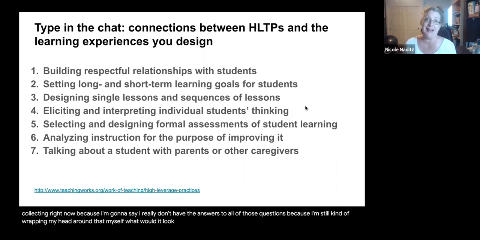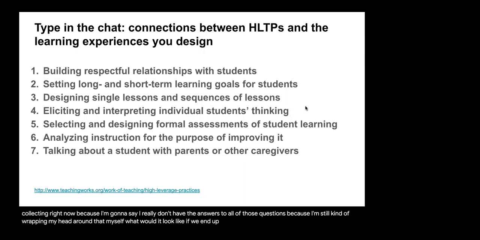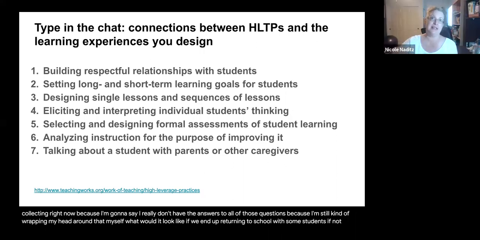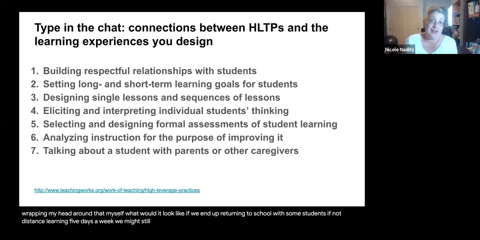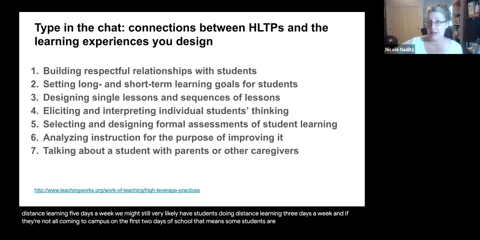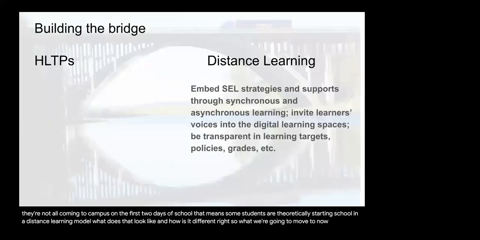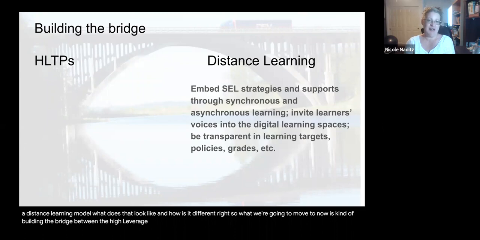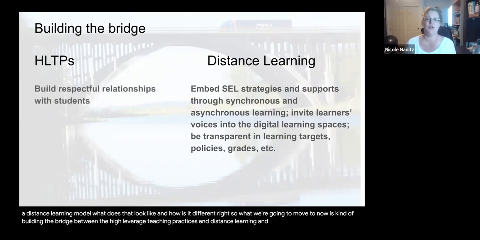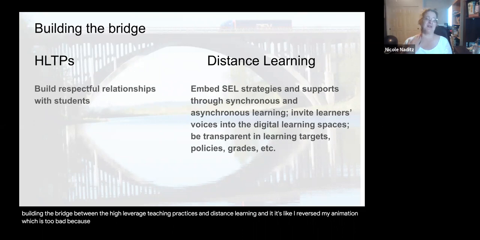What would it look like if we end up returning to school with some students, if not distance learning 5 days a week? We might still very likely have students doing distance learning 3 days a week. And if they're not all coming to campus on the first 2 days of school, that means some students are theoretically starting school in a distance learning model. What does that look like and how is it different? So what we're going to move to now is building the bridge between the high leverage teaching practices and distance learning. And it looks like I reversed my animation, which is too bad because that's going to happen now on every one of the next several slides.